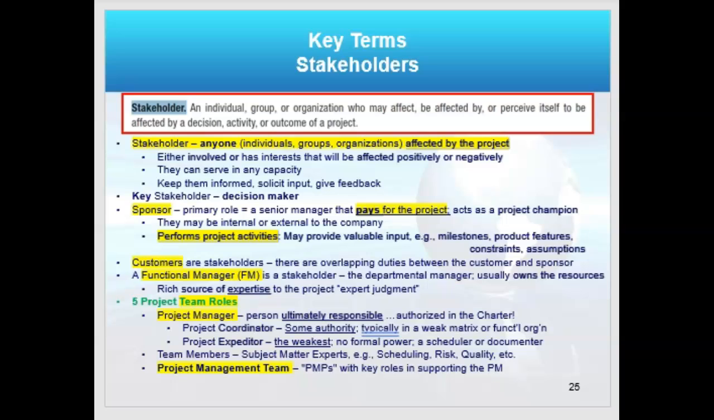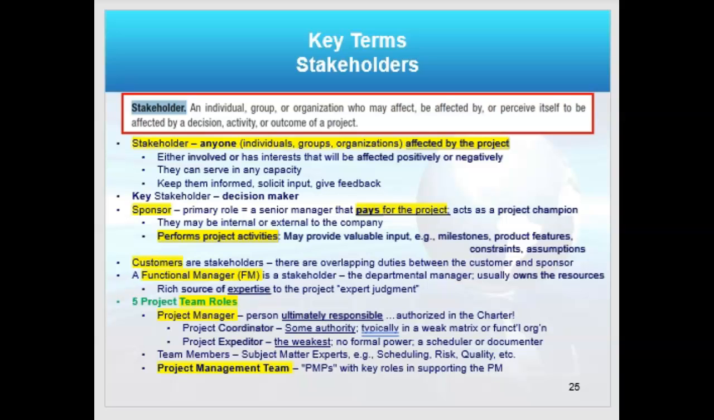Now, as the project manager, I did want to break into some examples of key terms like stakeholders. Notice that I've highlighted the PMBOK guide's term for stakeholder. Listen to this. An individual, a group, an organization who may be affected by, or perceive itself to be affected by a decision, an activity, or an outcome of a project. That's too much for me. No, it's good stuff. It really is good stuff. And I don't mean to make noises, but I prefer my definition. It's just anyone affected by a project.